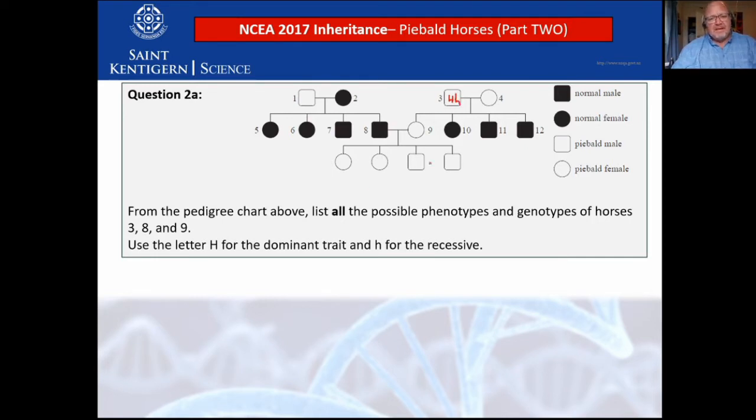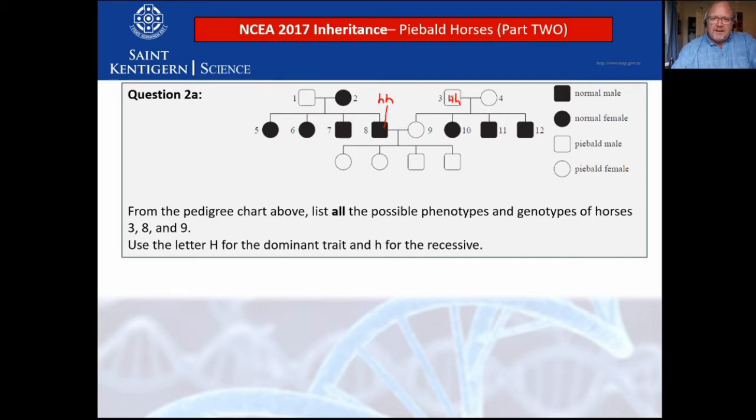Now we go to number 8. Number 8 is over here, and when you look at number 8, it is a normal male. Oh, that's easy. It's a normal male, in other words, full on black, not piebald, and it's showing the recessive trait, so we know it has to be homozygous recessive.